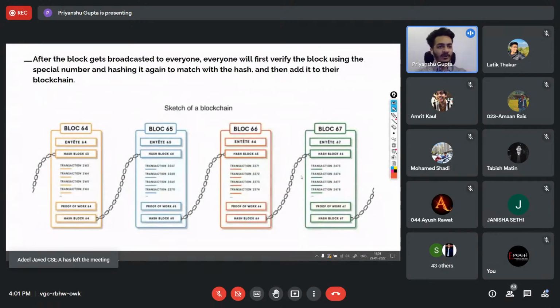Now this is the kind of blockchain structure that you will get here. This is a block, and the hash of this block is stored as the previous hash in another block. In this way, our whole blockchain will continue.